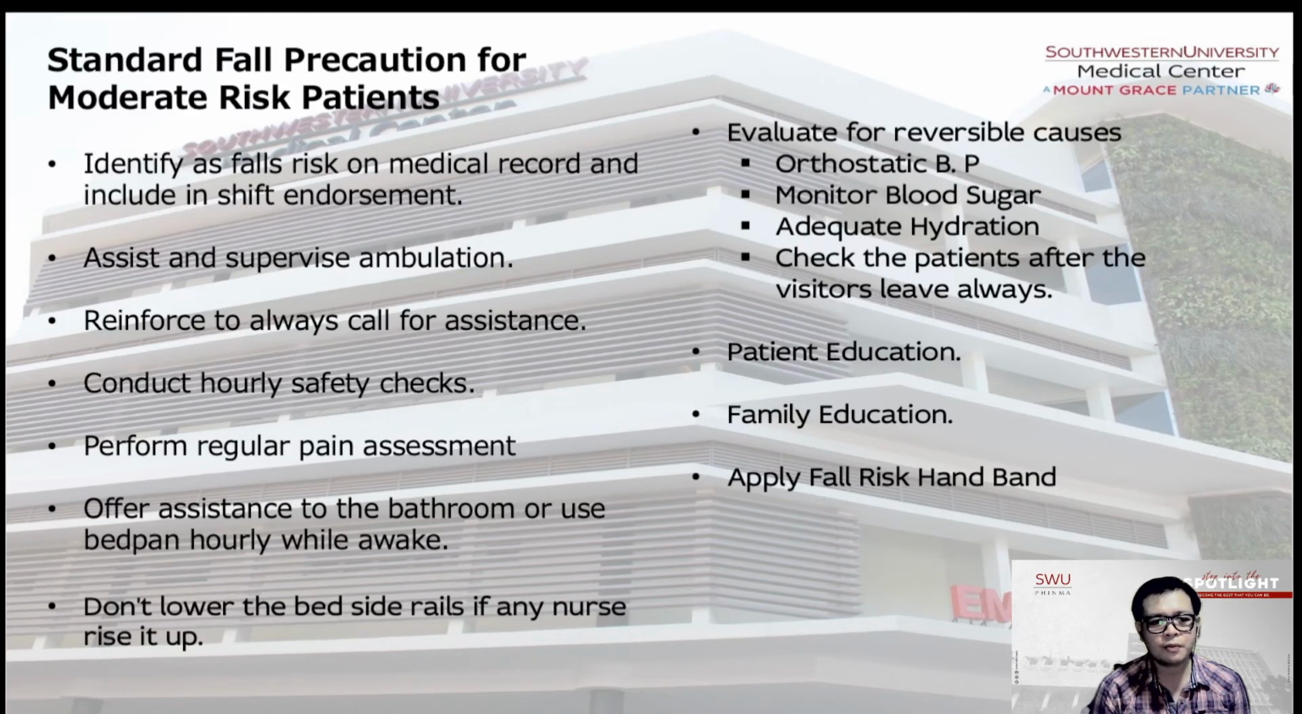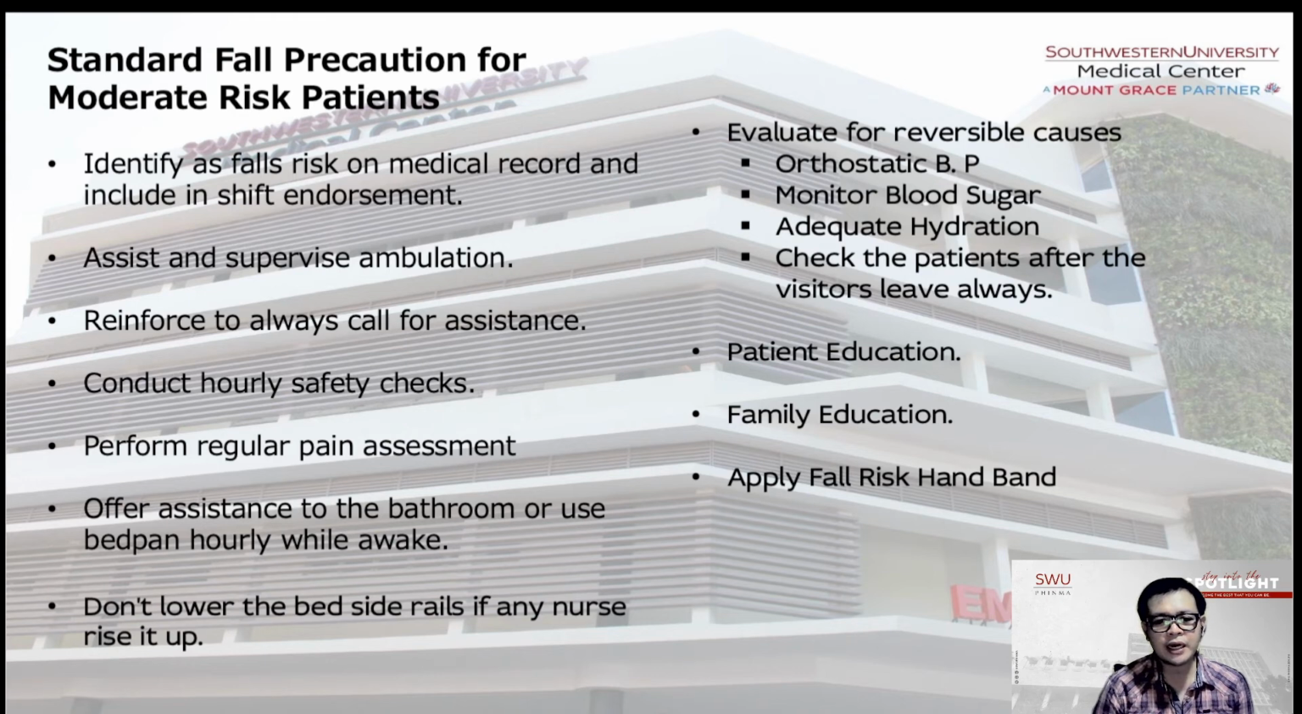You also have to perform regular pain assessment if your patient is in pain. Offer assistance to the bathroom or use of the bedpan hourly while awake. And don't lower the bedside rails if any nurse raised them. Next is to evaluate for reversible causes, for example, orthostatic blood pressure, monitoring of blood sugar, adequate hydration, and check the patient after visitors leave always. You also have to consider patient education, family education, and apply a fall risk wristband.